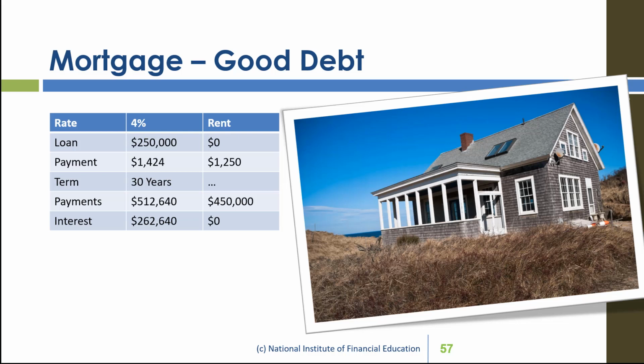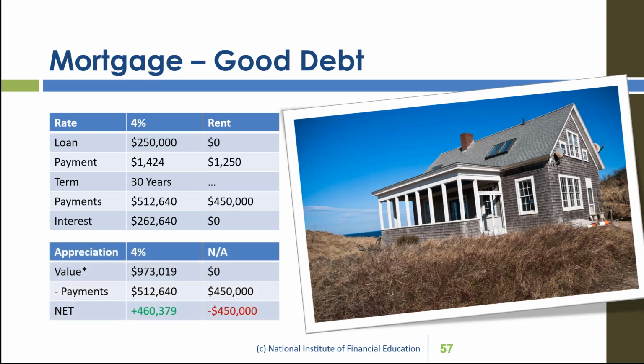Now, the difference, and the reason I say anytime you borrow to buy an appreciating asset, you have appreciation. So if this house were to appreciate at 4%, it'd be worth $973,000 in 30 years. So if I subtract out the payments, I actually increased my wealth by $460,000. In renting, there is no appreciation I participate in. That's a true expense. Notice the difference, negative $450,000 versus positive $460,000. That is almost a $900,000, close to $1 million difference in wealth. So these decisions compound just like interest over time.